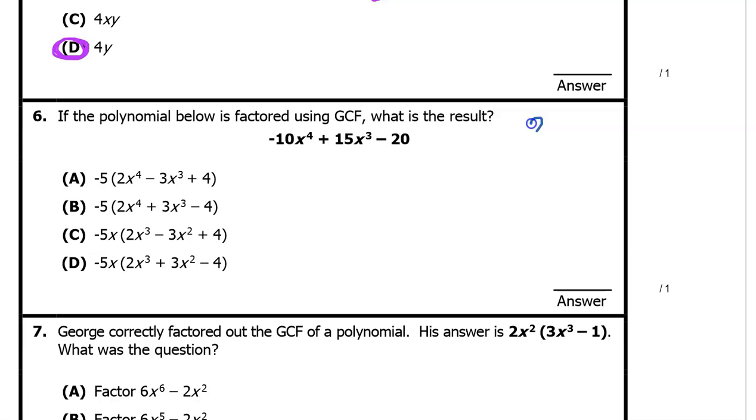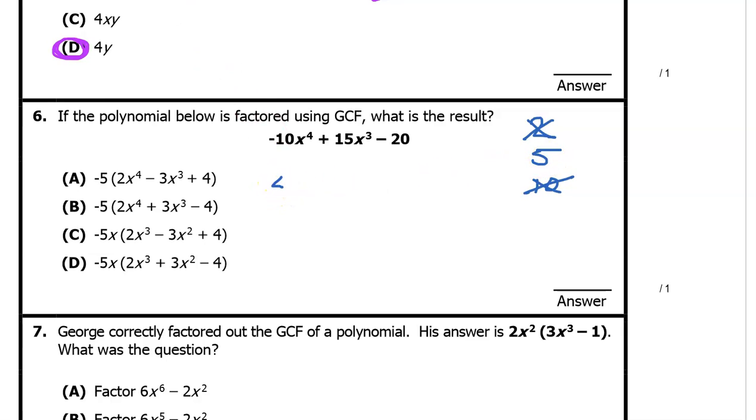10 is divisible by 2. 10 can be divided evenly by 5. And 10, of course, is divisible by 10 itself. Never forget the number itself. Does 2 go into 15? No. So that's out. So how about 5? 5 does go into 15. Does 5 go into 20? Yes. So far 5 is winning. Does 10 go into 15 evenly? No. So as far as the number part goes, 5 is the GCF.